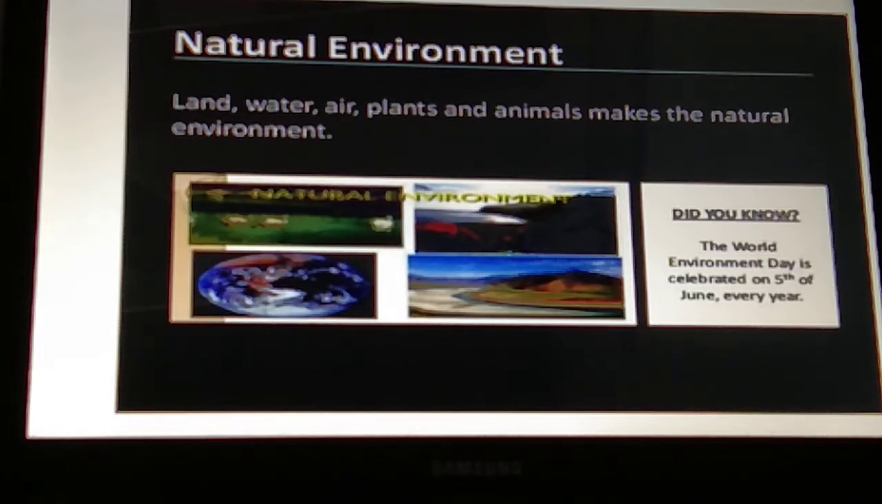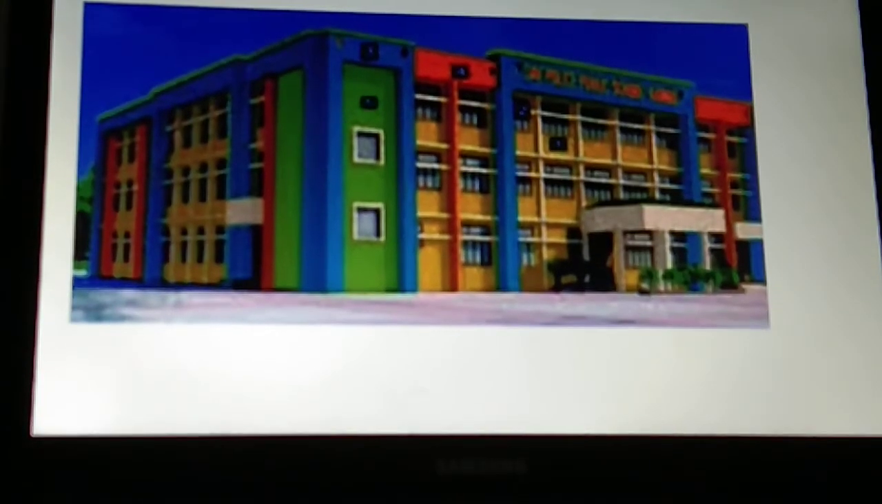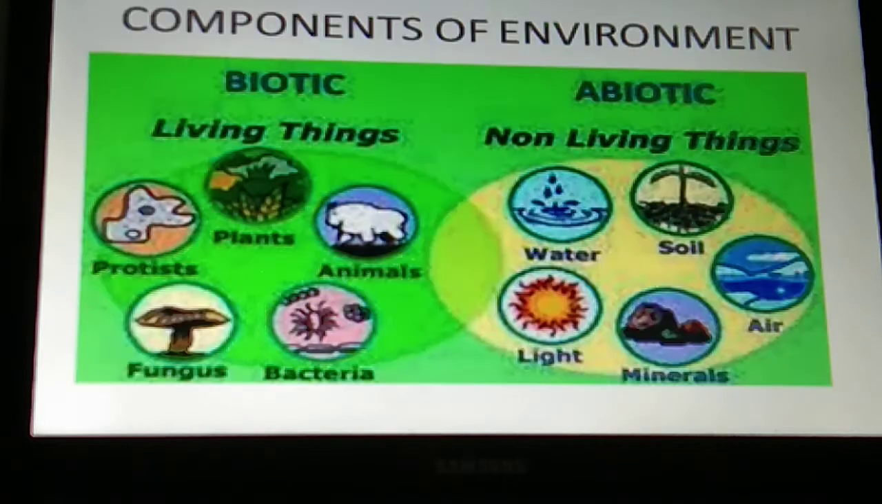First of all, let's discuss the natural environment. It includes all living and non-living things occurring naturally on earth, like plants, animals, birds, etc. The second one is the human-made environment. The human-made environment includes the things that were made by human beings, like buildings, parks, bridges, roads, etc. This is the building of your school, and this building was made by humans. So this is an example of a human-made environment.